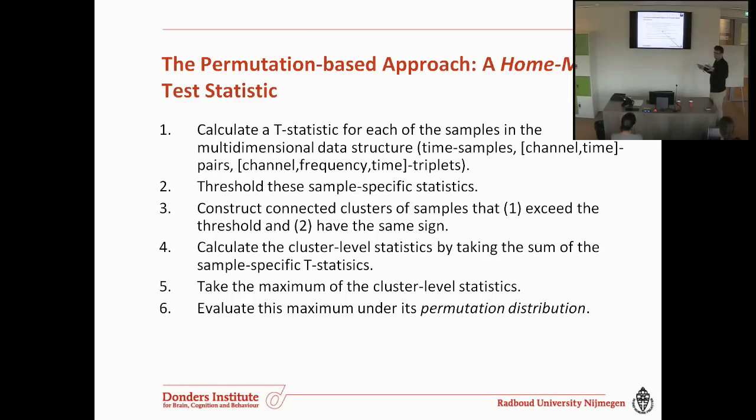We do this separately for positive and for negative clusters. Then you calculate the cluster level statistic by taking the sum of the sample-specific t-statistics, you take the maximum of these cluster level statistics, and you evaluate this maximum under its permutation distribution. That's all.